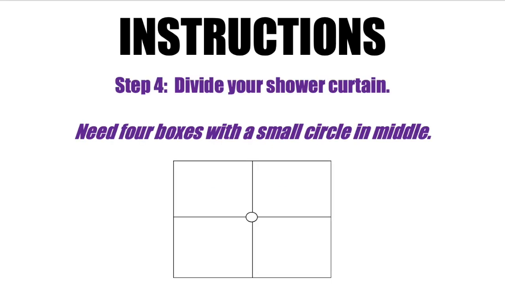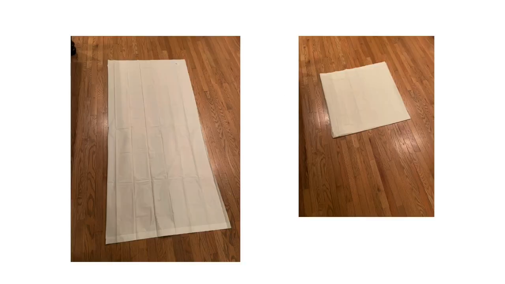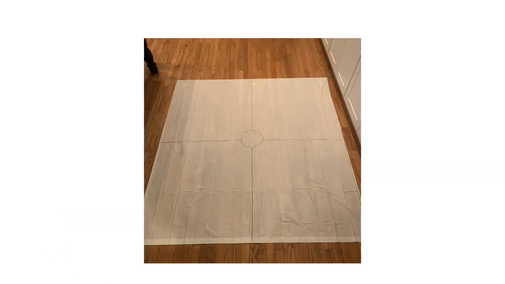The next step is to divide your shower curtain. You need 4 boxes with a small circle in the middle. The way that I did this is by folding my shower curtain into quarters, and then I made a little mark right here at the end just so I could see where the center was. I opened it up and I drew my lines. Now, don't worry if your lines aren't perfectly straight, but make sure that the boxes are somewhat equal size and that the circle in the middle doesn't take up your entire shower curtain.